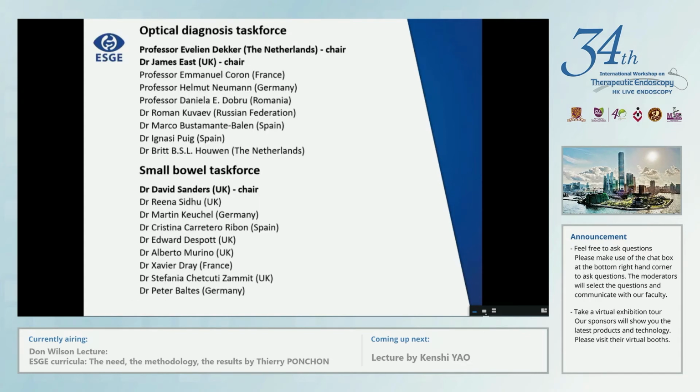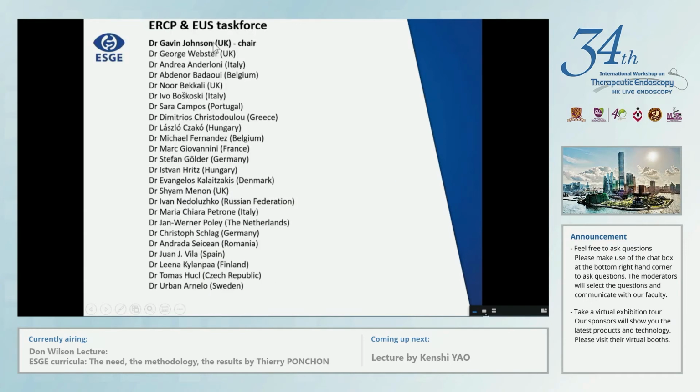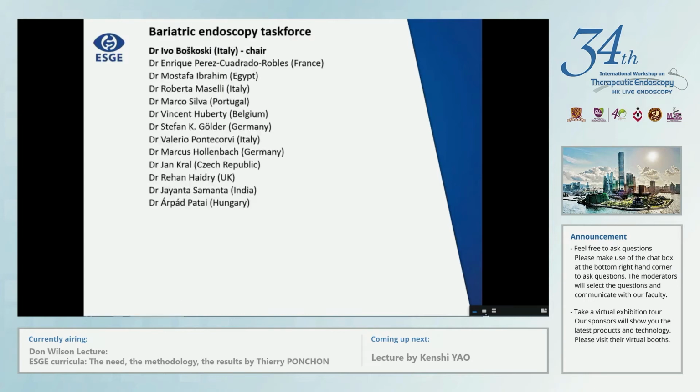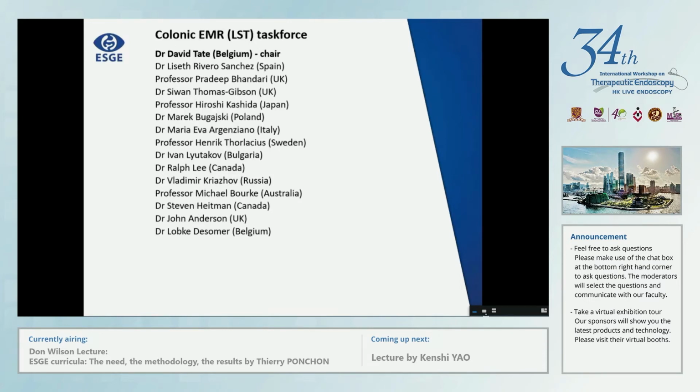For example, the Optical Diagnosis Task Force, Evelyn Decker and James East, David Sanders for the small bowel, and then a very long list of people working for ERCP and EUS, because this is a very large topic covering both ERCP and EUS. So all these colleagues, and Gavin Johnson at the head of the task force, the bariatric endoscopy task force, as you can see, with Boscoschi from Italy. So these are the different task forces, and the last one is colonic EMR, piecemeal. And this one, the work is pending now.